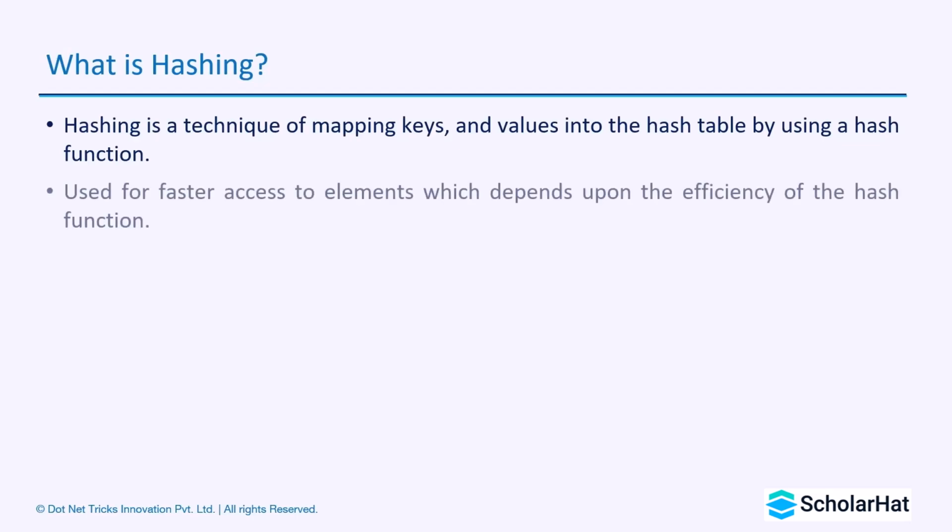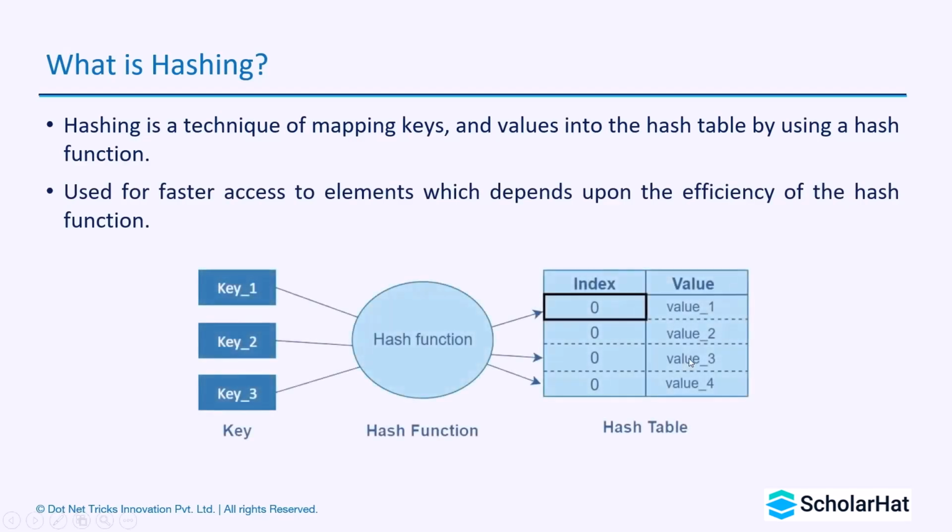So hashing is a technique of mapping keys and values into a hash table by using a hashing function. It is used for fast access of elements, which depends upon the efficiency of the hash function. Hashing is the process of converting an object into a numerical value called a hash code. Hash codes are extensively used in various data structures and algorithms to improve efficiency and enable quick access and retrieval of data. That's why we use hashing.